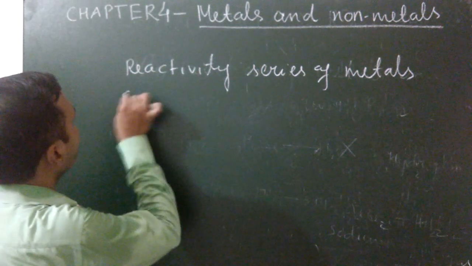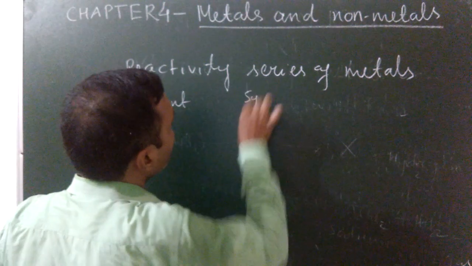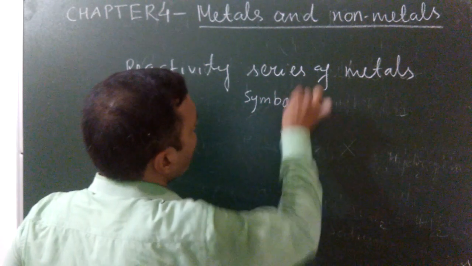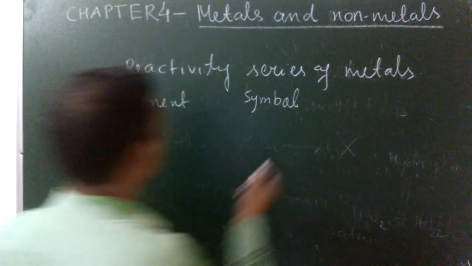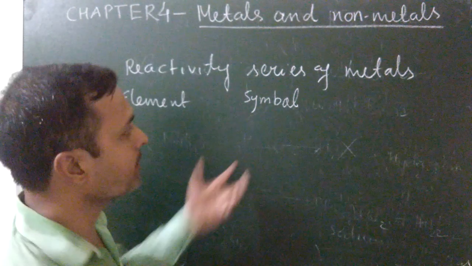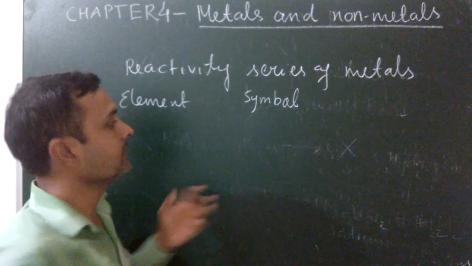So element, symbol, and the third one, given the reactivity. Page number 46. So first of all, you have to know the symbol. Then I will explain what is the reactivity series of metals.